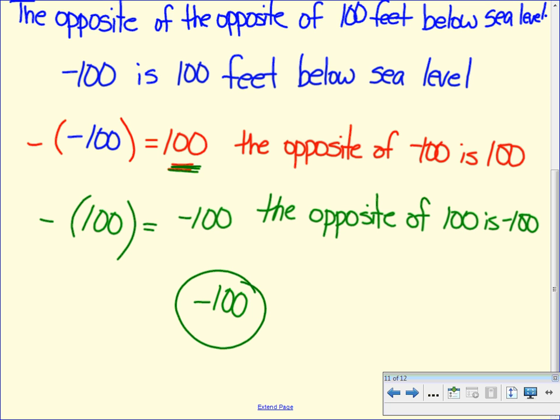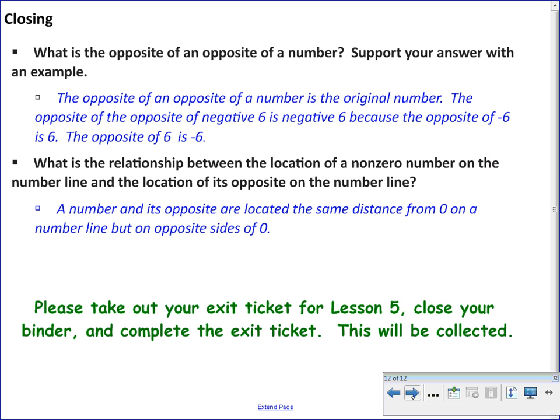So let's take a look at our closing. We're not done. Binder should not be closing up. Giving everybody a second to finish copying this down. So to summarize what we discussed today, what is the opposite of a number? What is it? Itself. It's the original number. So the opposite of negative 6 is negative 6.